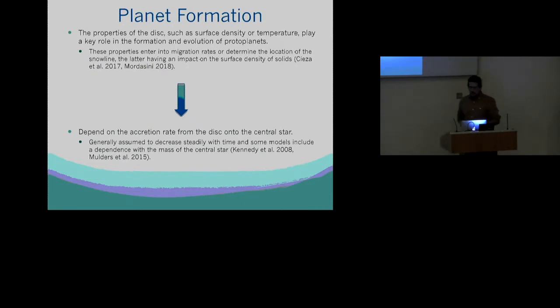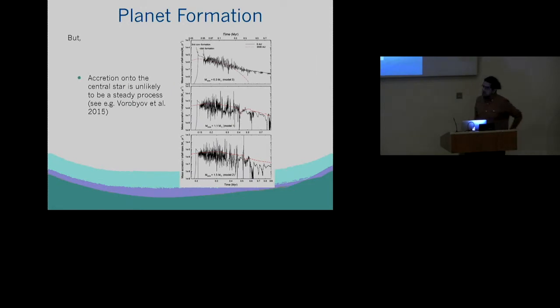In models, this is generally assumed to decrease steadily with time, although some models do include a dependence on stellar mass. But they fail to take into account one simple fact: accretion onto the star is unlikely to be a steady process, because the disk cannot transport the material at the same rate that is being fed to it by the envelope. For example, here I show one of the models by Vorobyov et al. 2015, these fragmentation models. You see the changes in the accretion rate with time; it doesn't decrease steadily, but shows highly episodic, variable accretion rates.